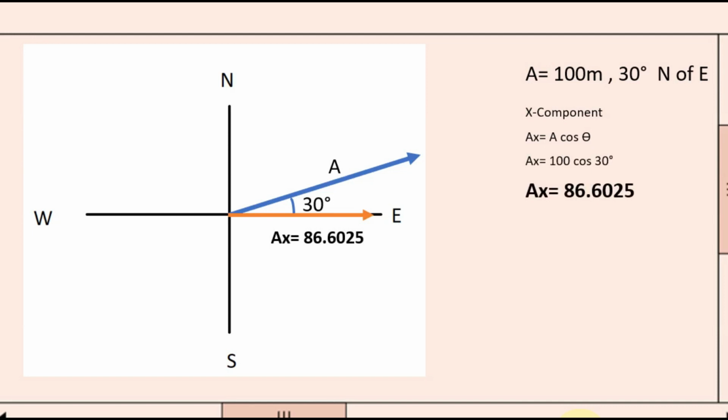Let us now compute for our y component. The y component lies along the positive y-axis, so we will have positive A sine theta. Again, we will use a positive component since our y component lies along the positive y-axis. Substituting our given, we have 100 sine 30 degrees. Therefore, our a sub y is equivalent to 50.